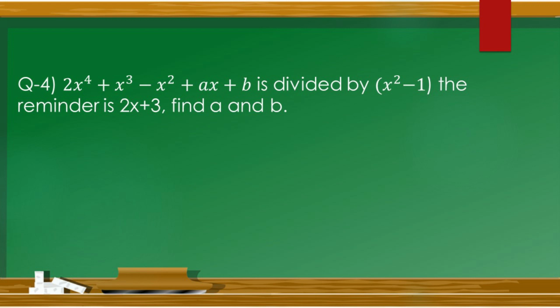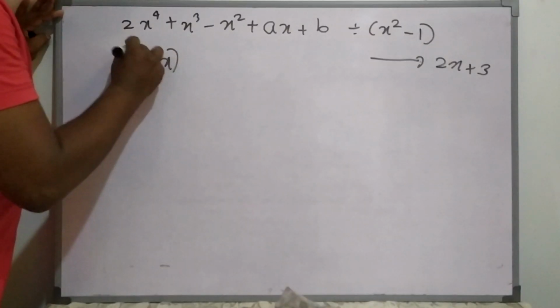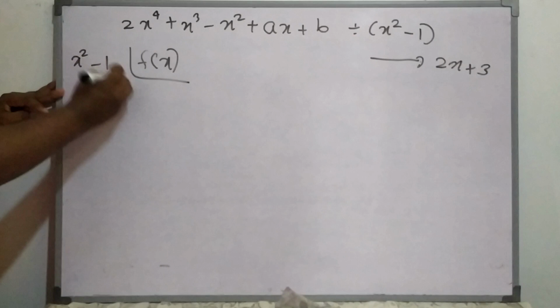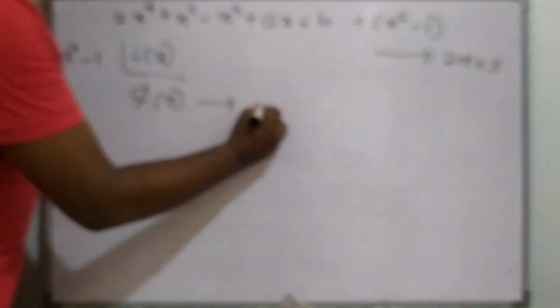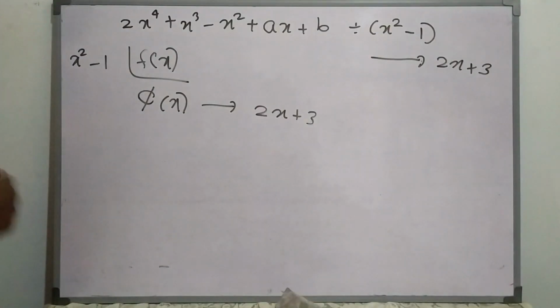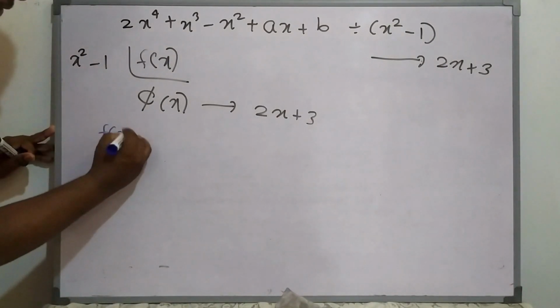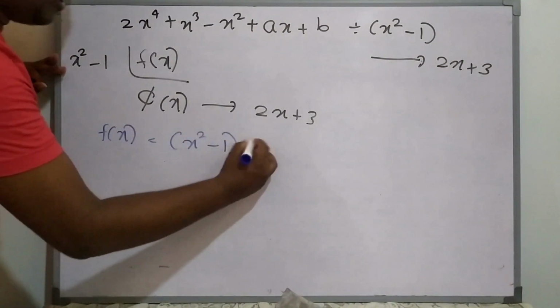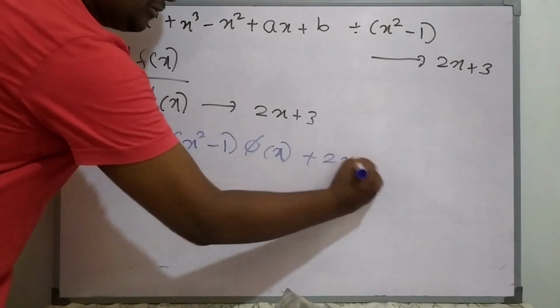Okay, here we are. So example, 2x to the power 4 plus x cube minus x squared plus ax plus b is divided by x squared minus 1. The remainder is 2x plus 3. Right, we have to find a and b. So I think it's again like the second example that we have done. So we have to write the remainder theorem. Fx is x squared minus 1 psi x, and the remainder is 2x plus 3, right? And also fx will be x squared minus 1 psi x plus 2x plus 3, right?